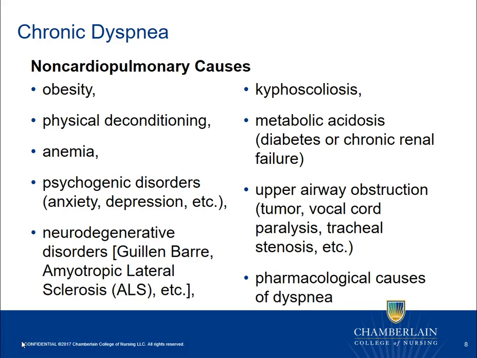Non-cardiopulmonary causes should also be considered and include obesity, physical deconditioning, anemia, psychogenic disorders such as anxiety, depression, etc., neurodegenerative disorders such as Guillain-Barré, amyotrophic lateral sclerosis, kyphoscoliosis, metabolic acidosis such as diabetes or chronic renal failure, upper airway obstruction such as tumor, vocal cord paralysis, tracheal stenosis, etc., and pharmacological causes of dyspnea.